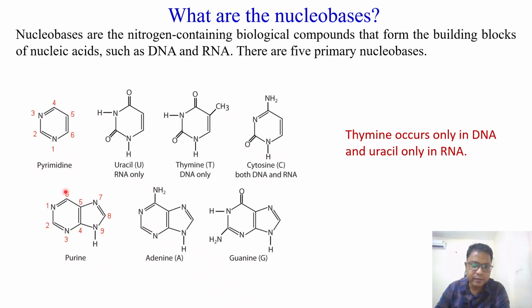So what is included in pyrimidine? Uracil, which is exclusively found in RNA. Then thymine, which is exclusively found in DNA. And cytosine, which is present in both DNA and RNA. So those three are the derivatives of pyrimidine. And what are the derivatives of purine? Adenine and guanine. Both of these nucleobases are present in both DNA and RNA.